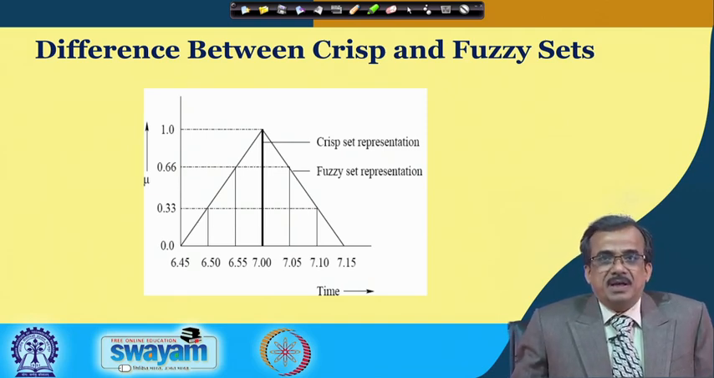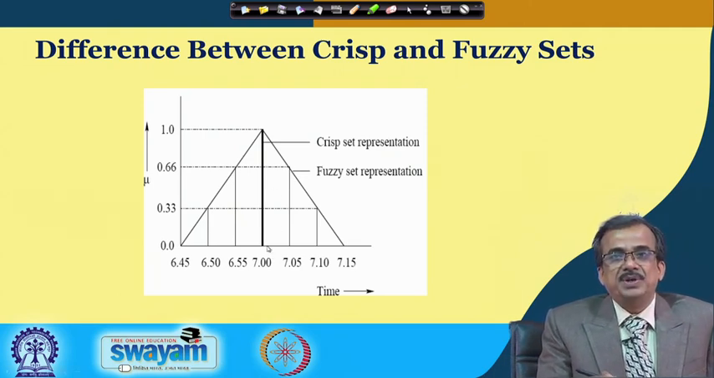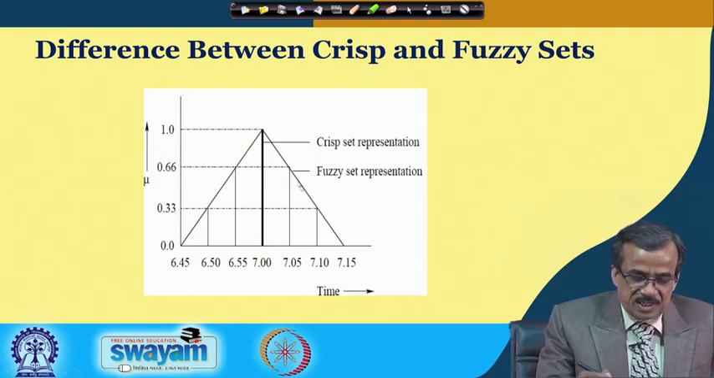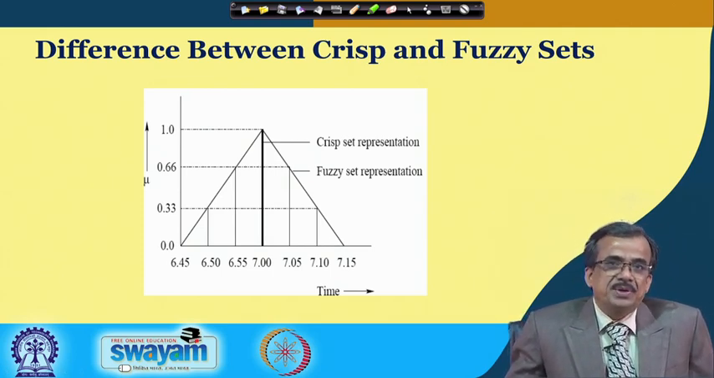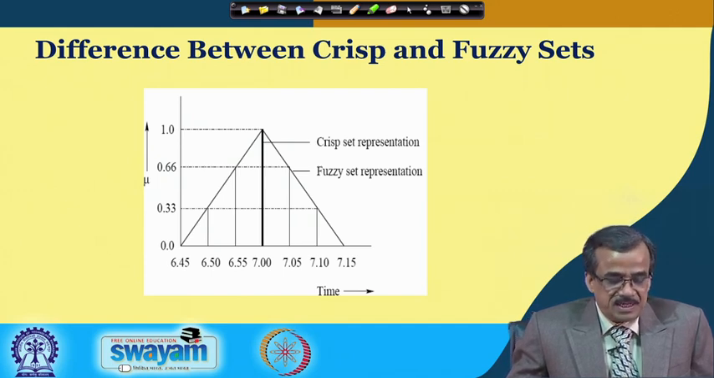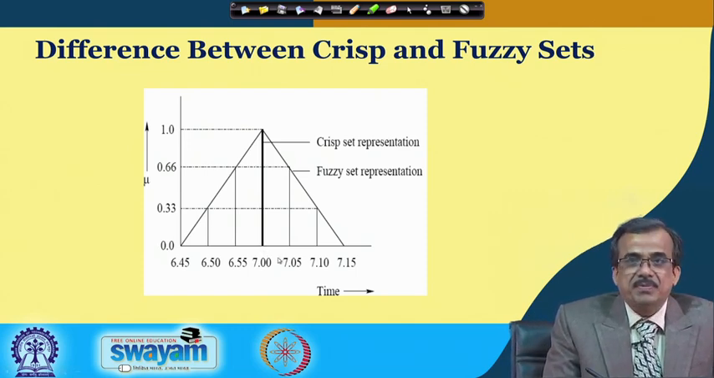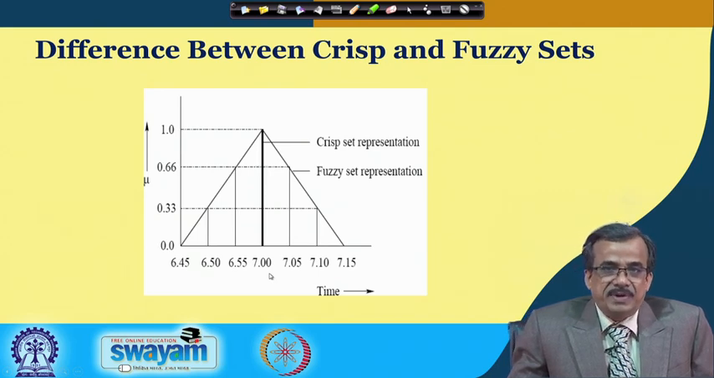Now, let me take another example. This particular example is going to tell us more clearly what is the difference between the fuzzy sets and the crisp sets. Now, this example is something like this. Supposing that I am going to invite my friends for today's dinner party, and the time has been given as 7 p.m. for the dinner. Supposing that I have invited a large number of friends.